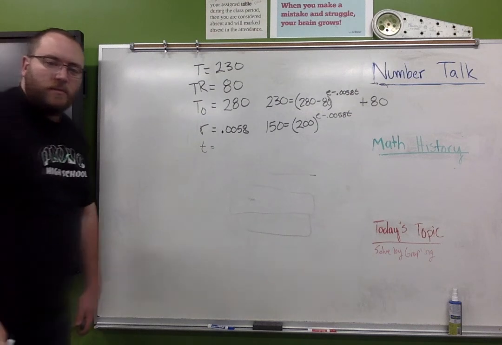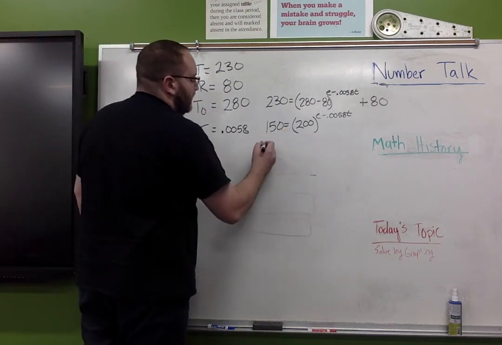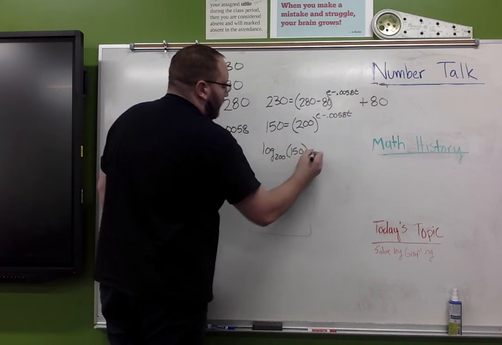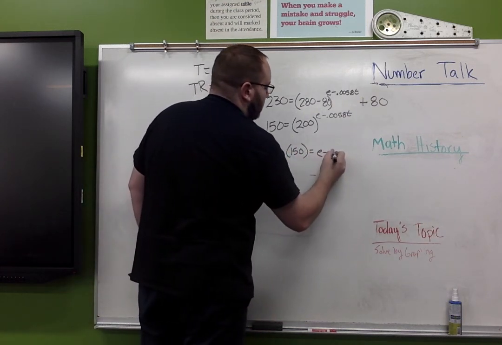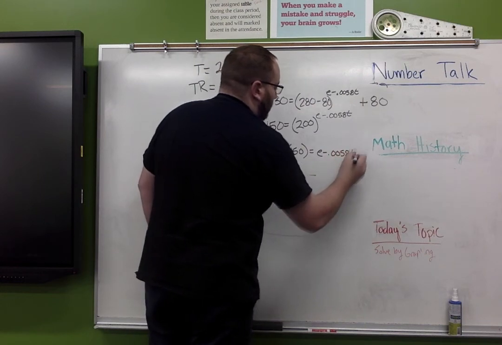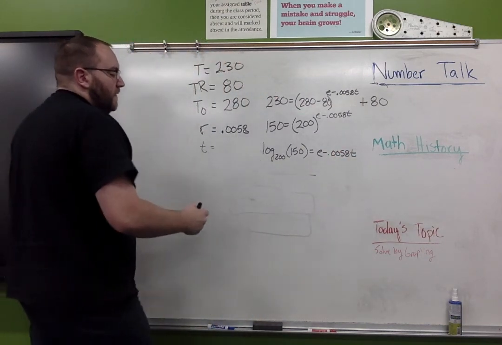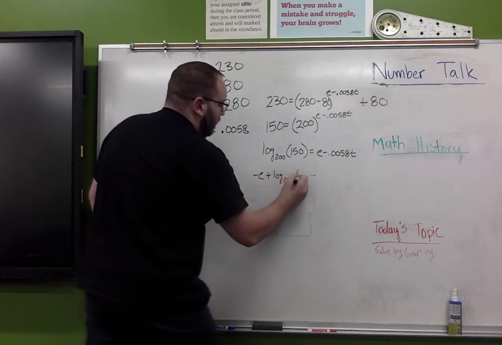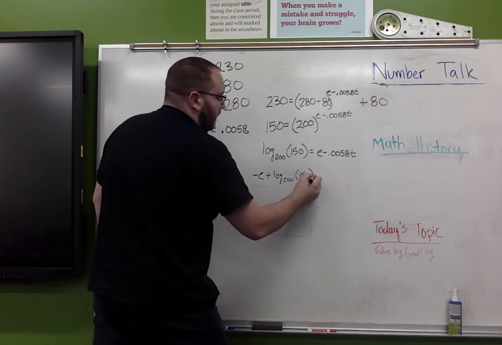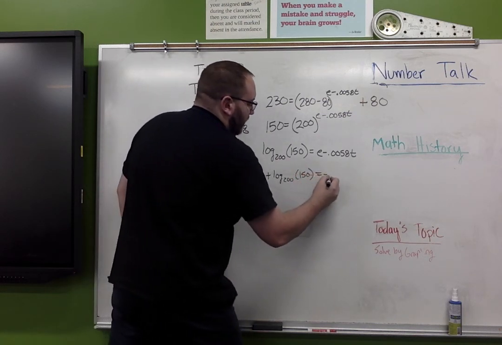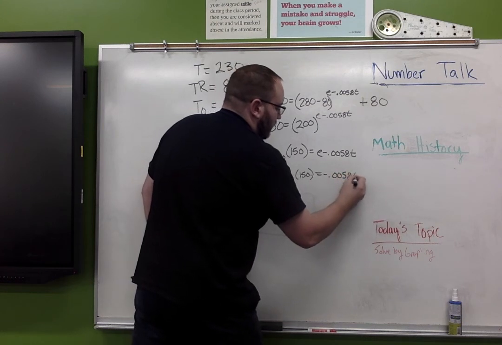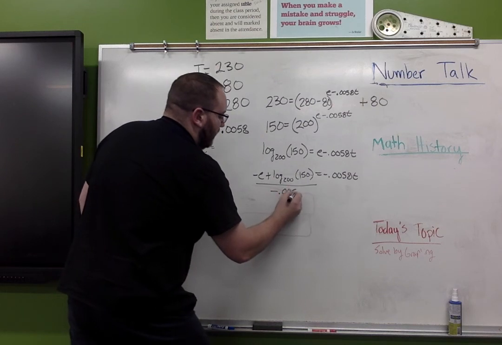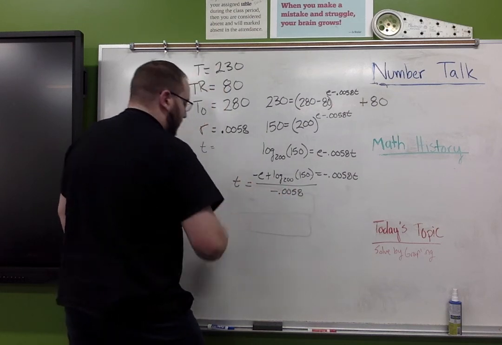We're going to do our conversion. We're going to convert to a logarithm, so the base stays the same. Log base 200 of 150 is equal to the exponent, minus 0.0058 T. Subtract e from both sides. So negative e plus log base 200 of 150 is equal to negative 0.0058 T. Divide everything by negative 0.0058, and that's what we get for T.